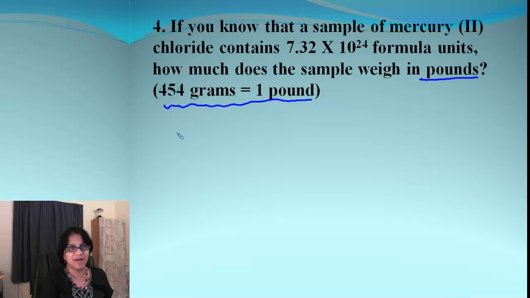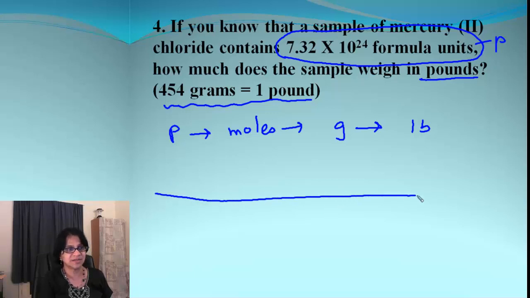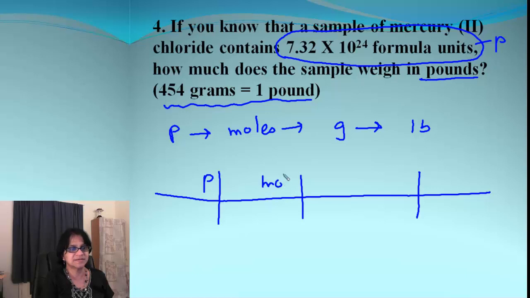Alright, if you want to write the roadmap, that is your given. Formula unit is nothing but particles, so that's the starting point. Particles to mass: that means you need to go through moles, and from moles you need to go to grams. And now, since the question is asking you for pounds, from grams you go to pounds. So there you go. That's particles, moles, grams and pounds.